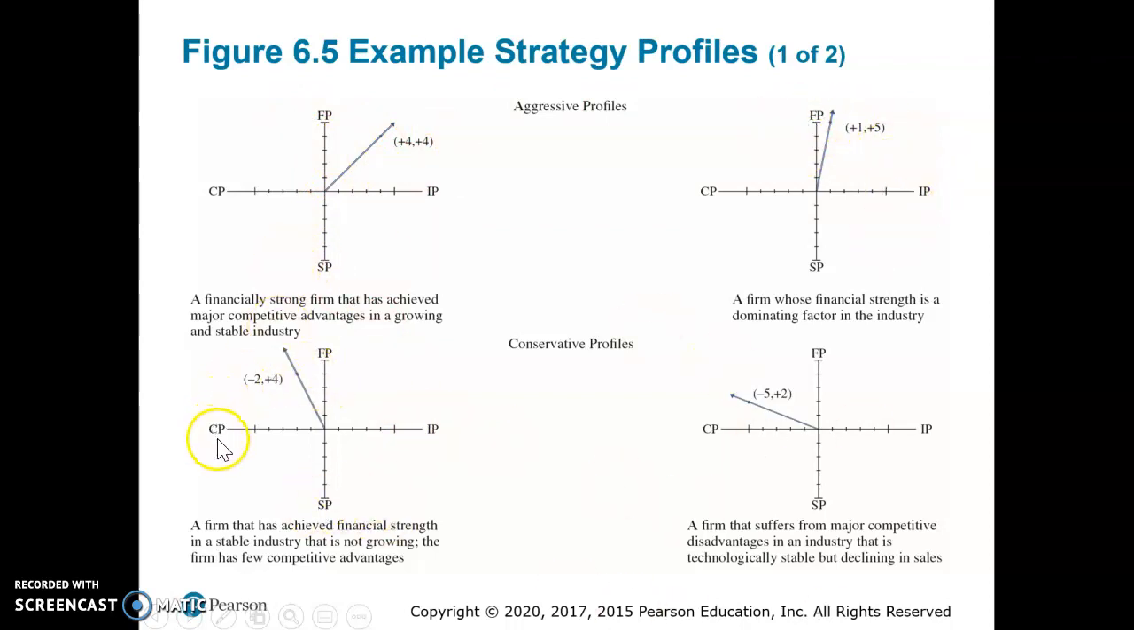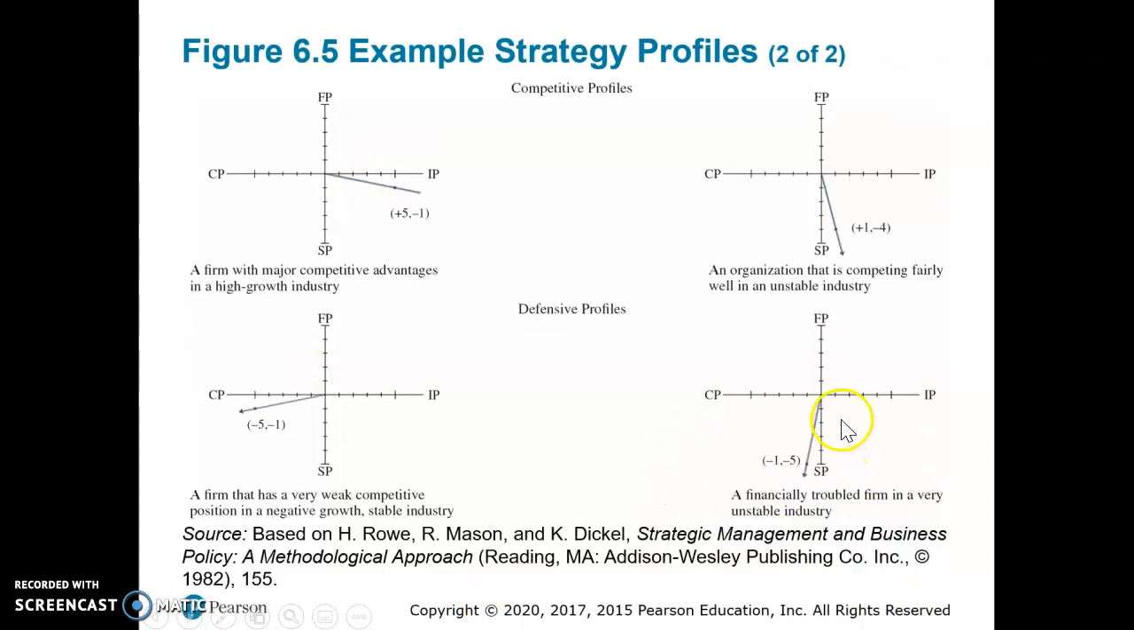Here's conservative profiles. All right, and so you can read about these. So this one, they have more competitive strength. This one, they have more financial strength. And this one, the firm has achieved financial strength in a stable industry, but it's not a growing industry, and they don't have a lot of competitive advantages. In the situation where you plotted down here, a firm suffers from major competitive disadvantage in an industry that is technologically stable but declining. So you can see this for each of them. Again, you can pause it and read them. I think it gives you a really good idea of how you know which quadrant you're in.